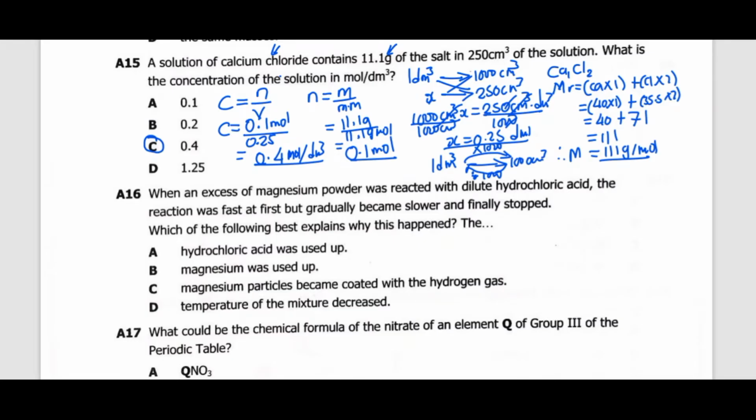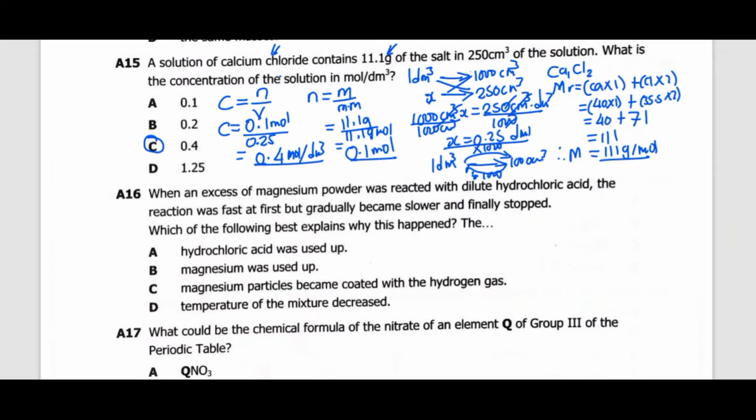When an excess of magnesium powder was reacted with dilute hydrochloric acid, the reaction was fast at first but gradually became slower and finally stopped. Which of the following best explains why this happened? So we are looking at the rate of a chemical reaction. So let's look at A, hydrochloric acid was used up. B, magnesium was used up. C, magnesium particles became coated with the hydrogen gas. D, temperature of the mixture decreased.